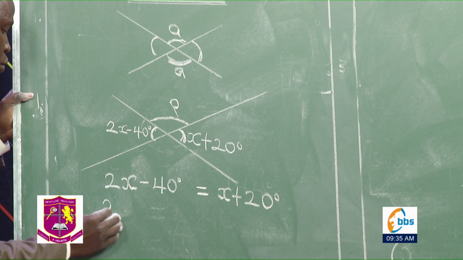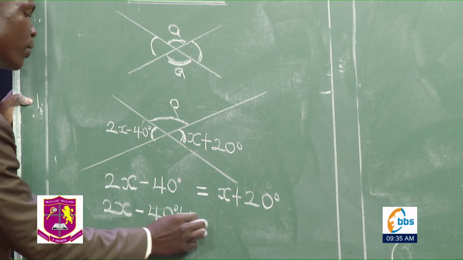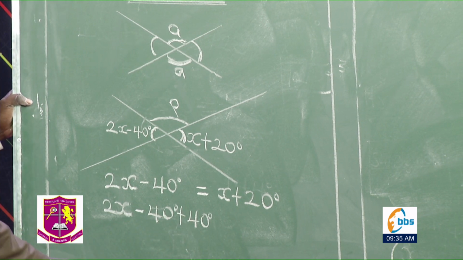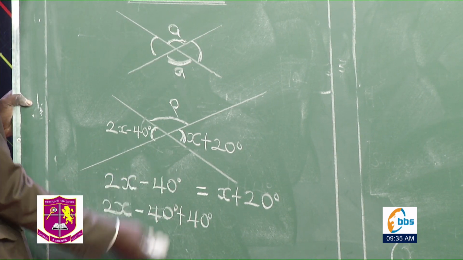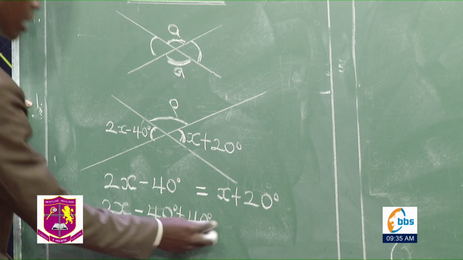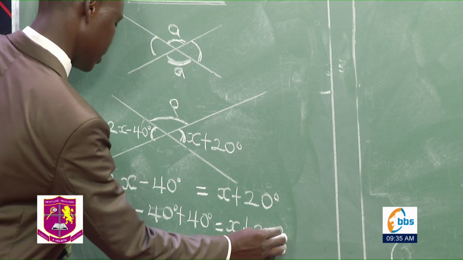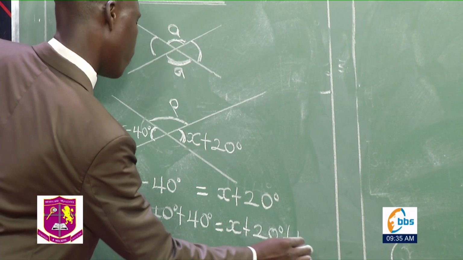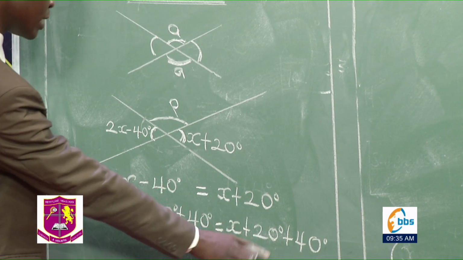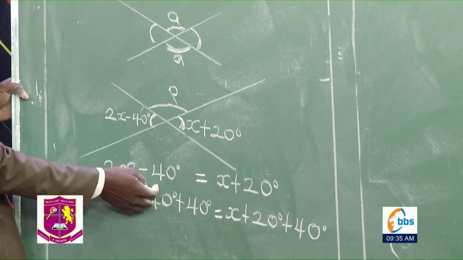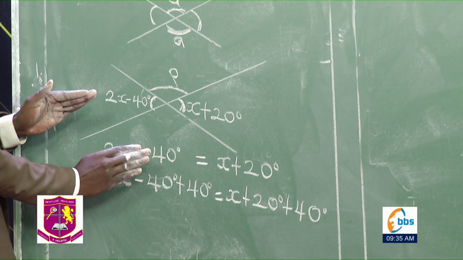So here we shall have 2x minus 40 degrees plus 40 degrees, because the additive inverse of minus 40 is plus 40, so that we don't remain with minus 40 this side, which is equal to x plus 20 degrees plus 40 degrees. I'm very careful. I don't want to reach this side and again subtract, yet here it was minus. So as you flow, check what was up so that you don't misfire.